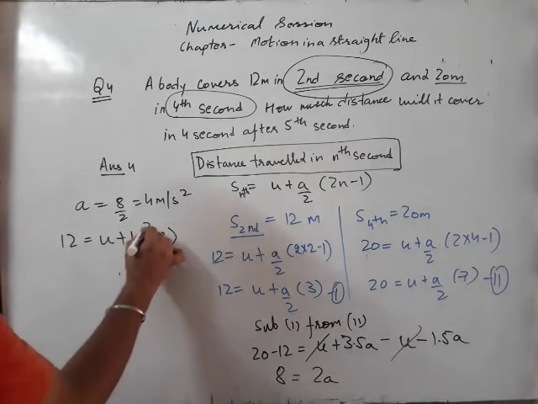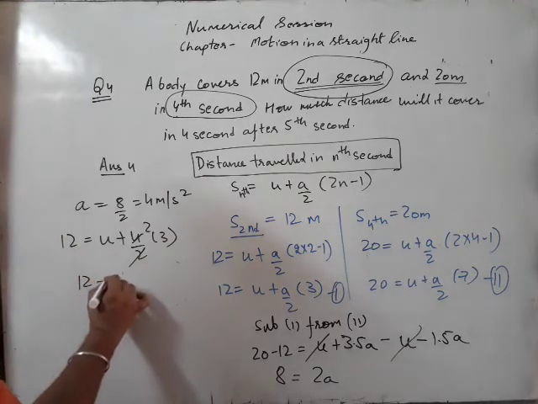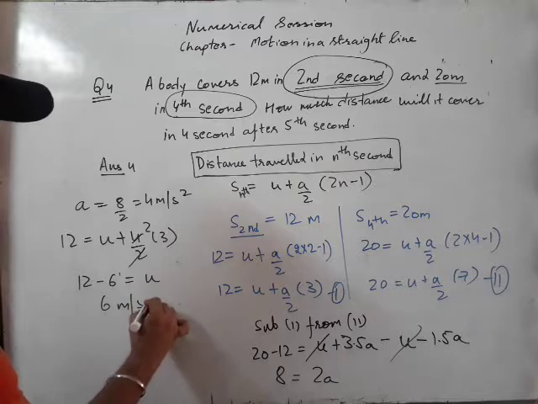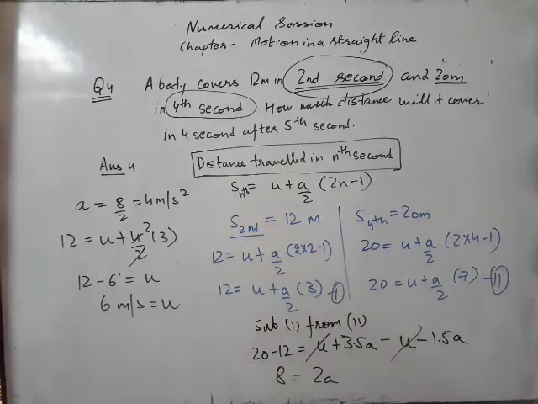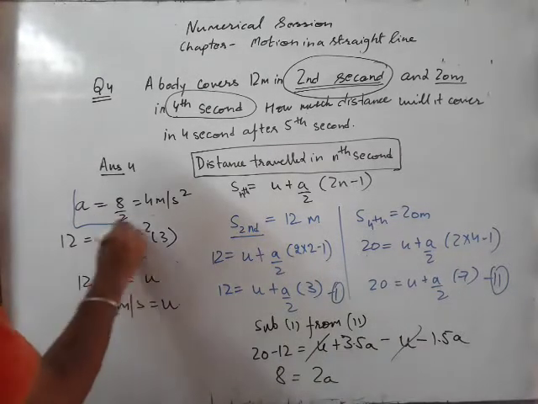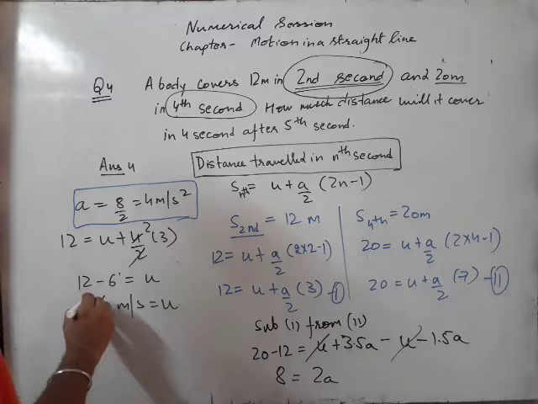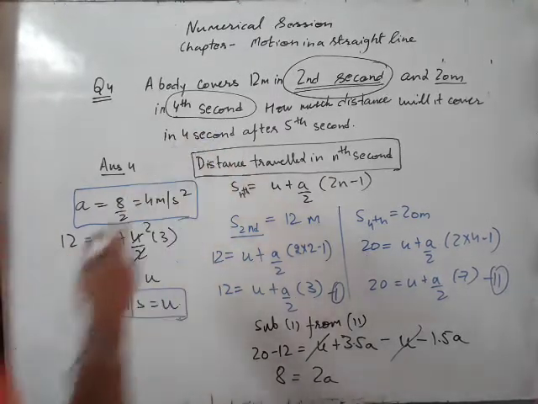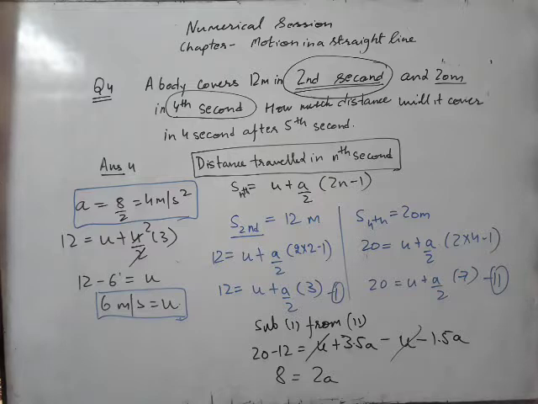So it will be 2, 12 minus 6 will be 6 meter per second. That is the value of u and a. Now u and a we have found out, so these two values we require to solve the actual part of the question, that is, what will be the distance covered in 4 seconds after the 5th second.